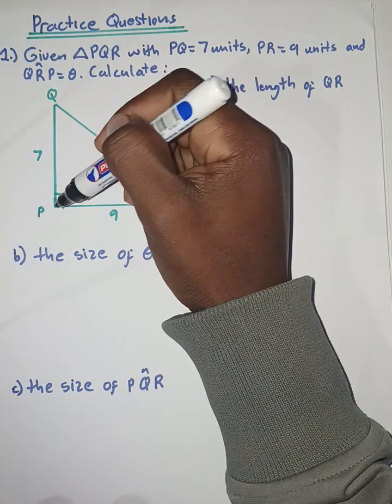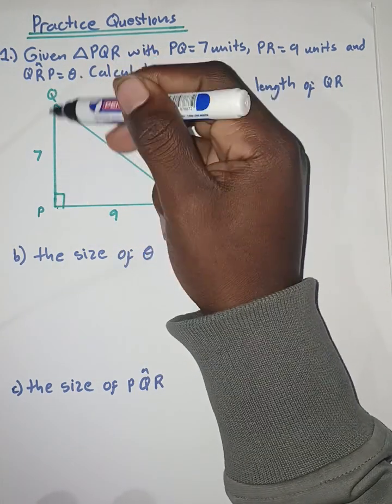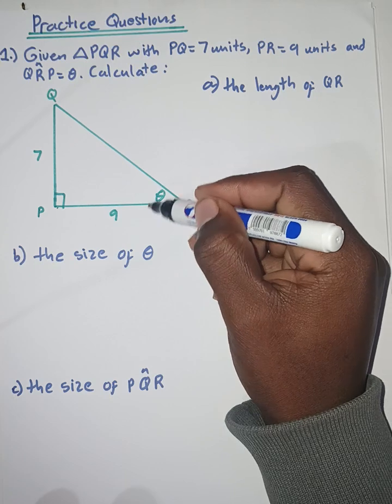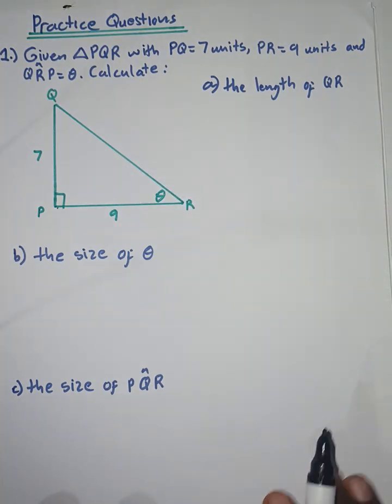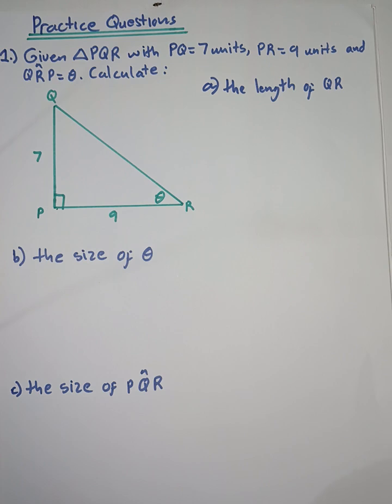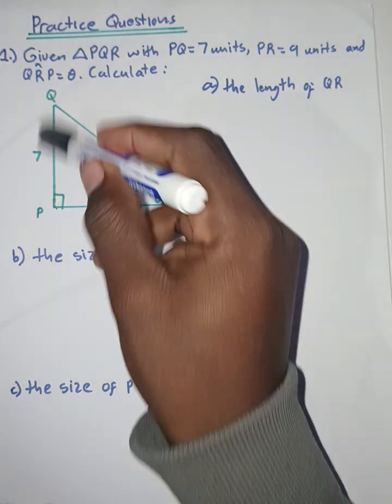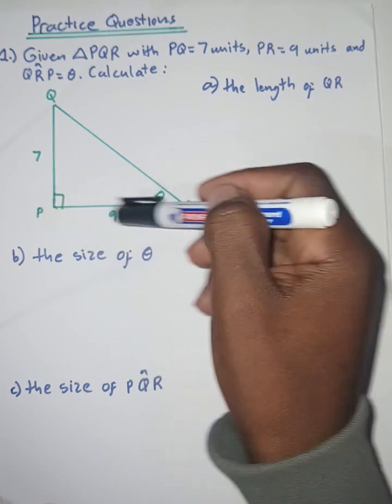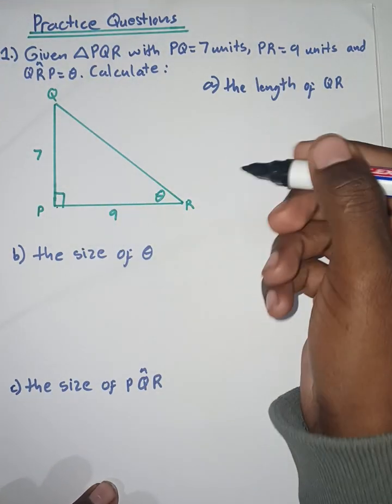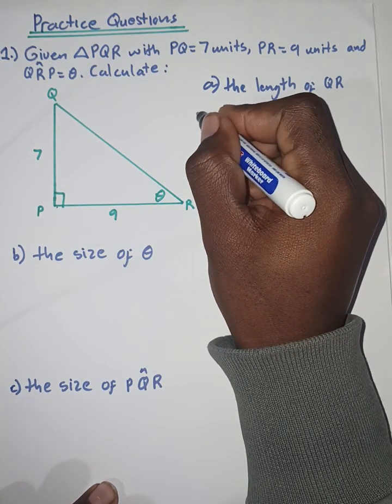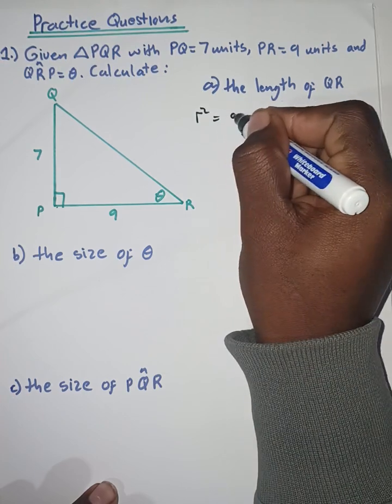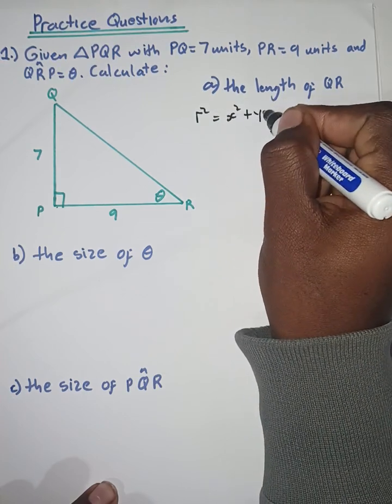Of course, QP in this case would be the opposite if you are standing on that side. But most of you can already see that we can apply the Pythagorean theorem, which says the hypotenuse squared is equal to the sum of these two sides squared. So the Pythagorean theorem says r squared is equal to x squared plus y squared.